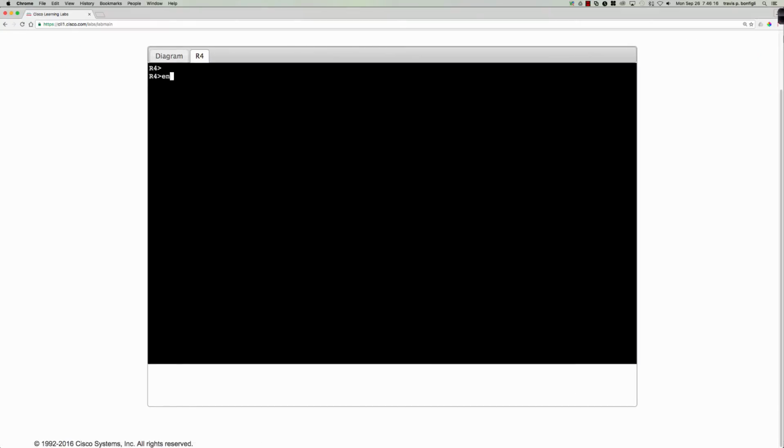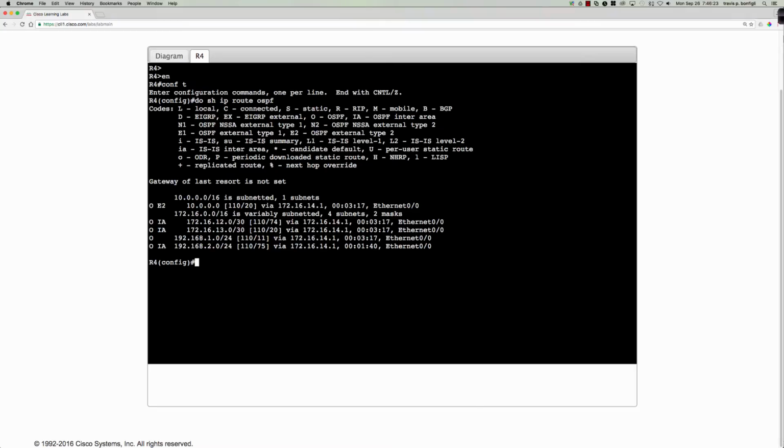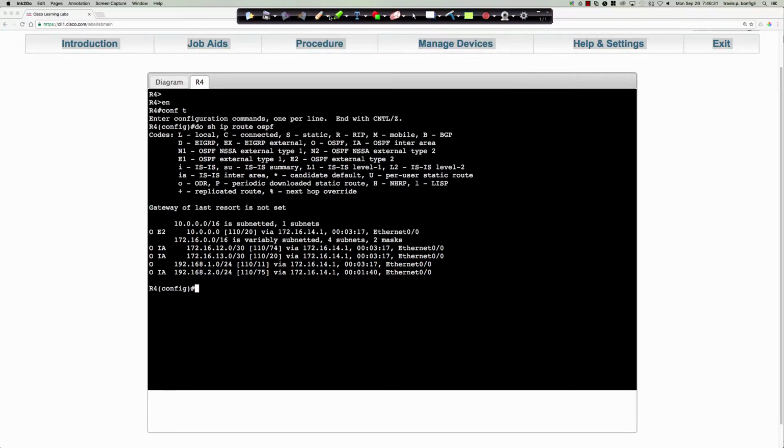Okay, so we have router 4 here, so let's jump onto router 4 and go from user exec into privilege exec in the global config, and we're going to say do show ip route ospf. And so here's what we're looking at right now. You can see we've got some different OSPF routing information, and we also have some new information that we haven't yet seen before, and that's going to be this E2, right, or the OE2.